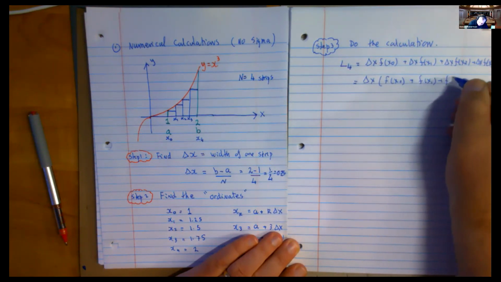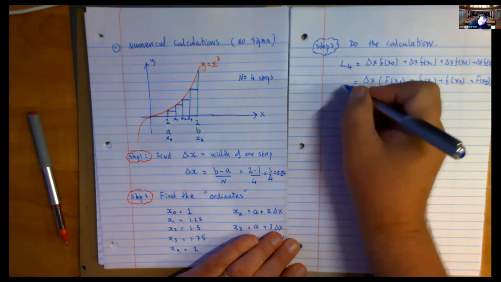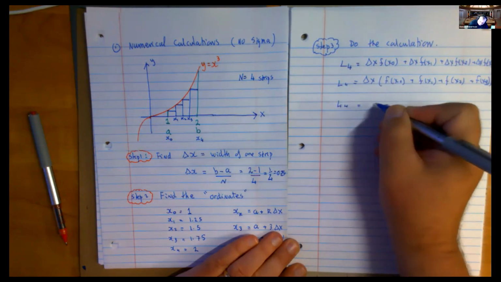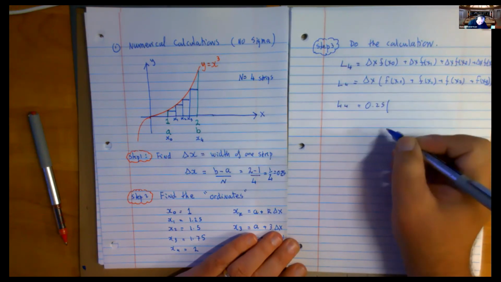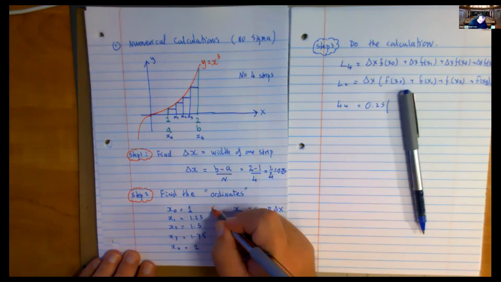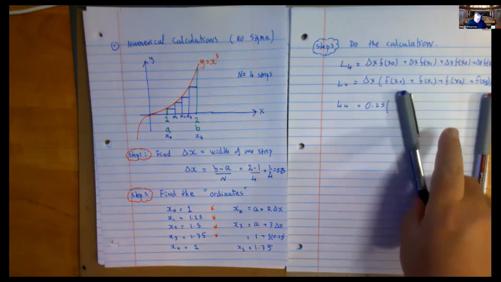And all I'm doing here is pulling out the delta x. Well, what would that look like in this real example? Well, delta x is 0.25, and then it would be using that guy, that guy, that guy, and that guy. So what would that be?